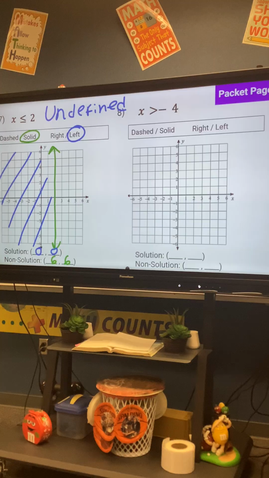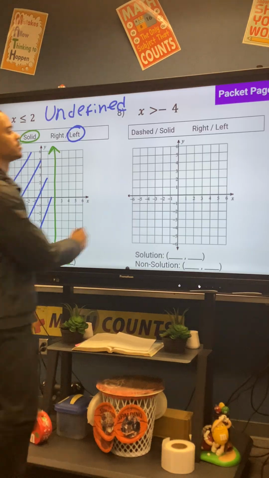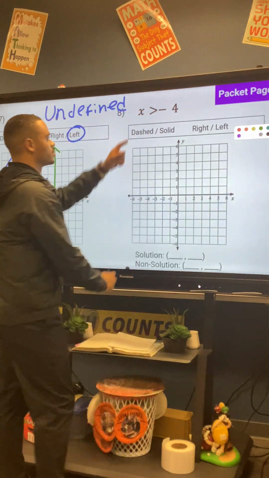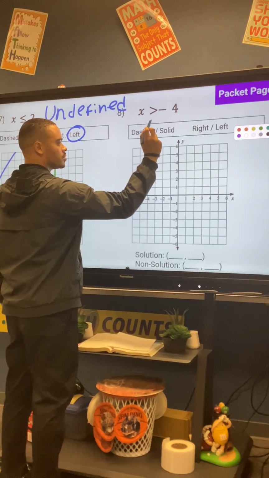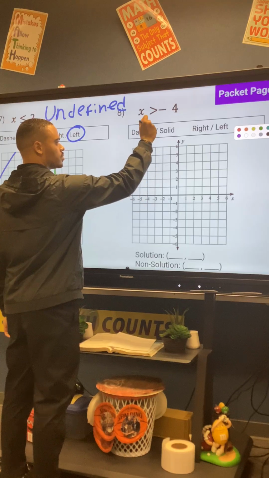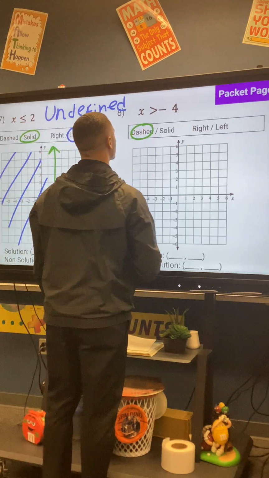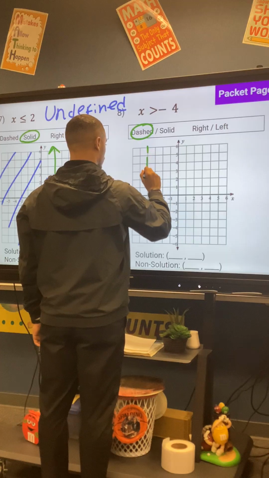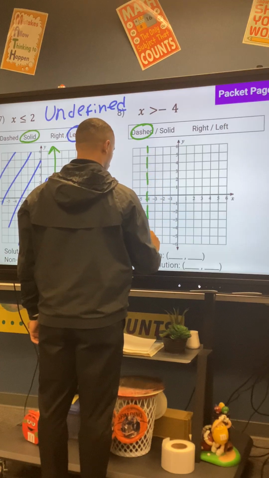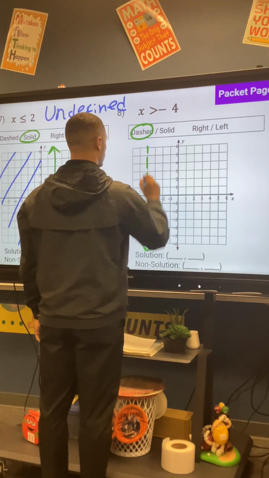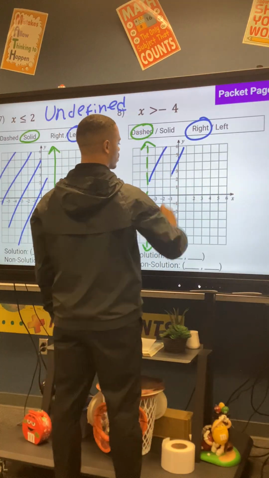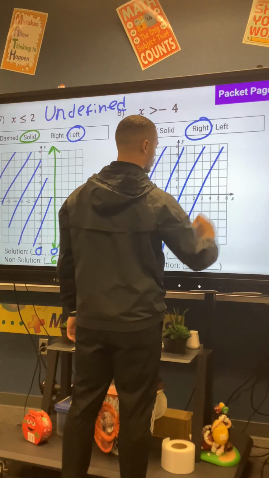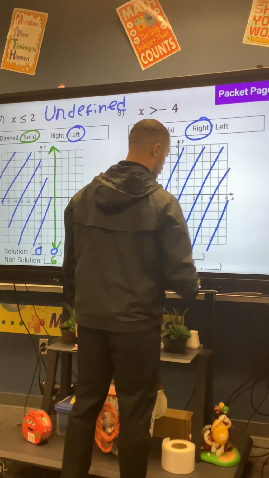All right, let's do it again. Let's go to negative 4 this time. We have just a greater than sign. Is it dashed or is it solid? Dashed. If the line is underneath it, it's solid. Do I shade to the right or to the left? To the right. Why? X is greater than negative 4. You want all numbers that are greater than negative 4.